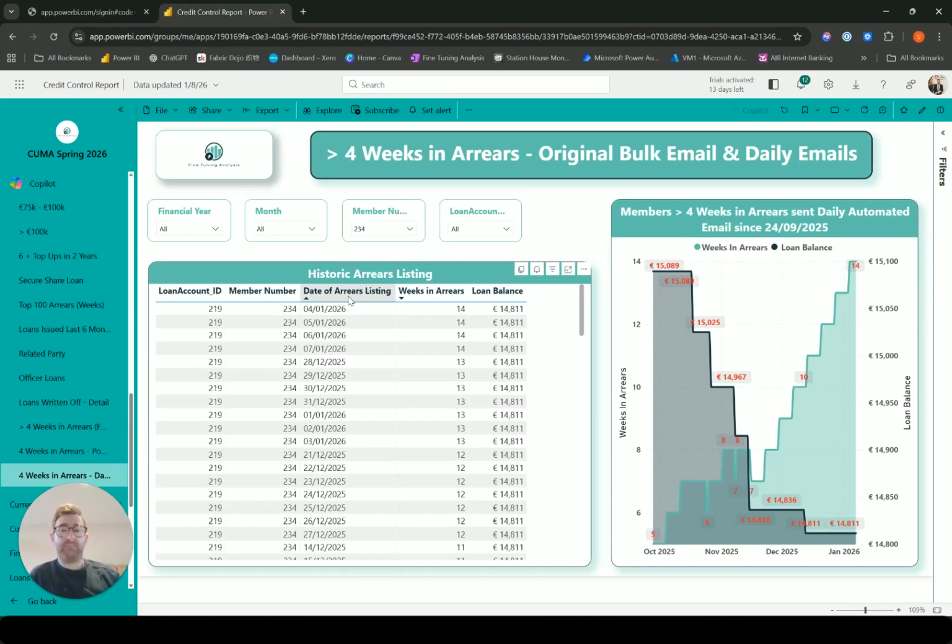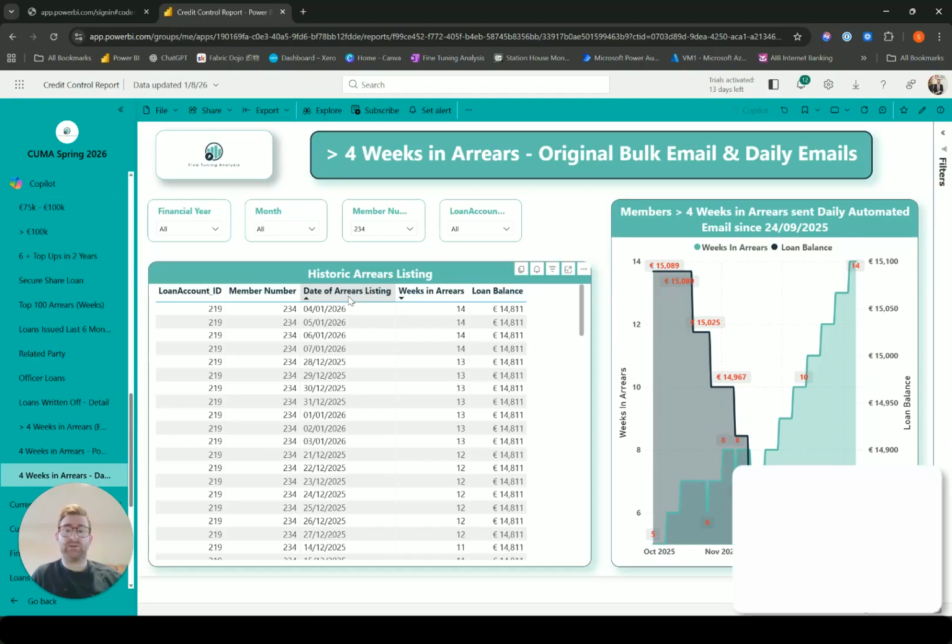Probably a little bit of overkill here. We're pulling down the date of the arrears every single day, but there's no harm in doing that because there's only like 200 rows in the spreadsheet. So we just said we may as well save them down each day.